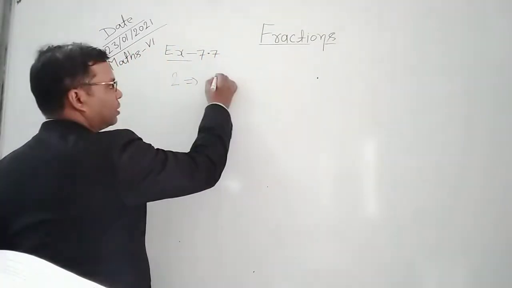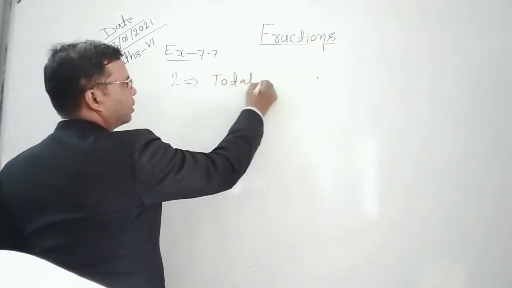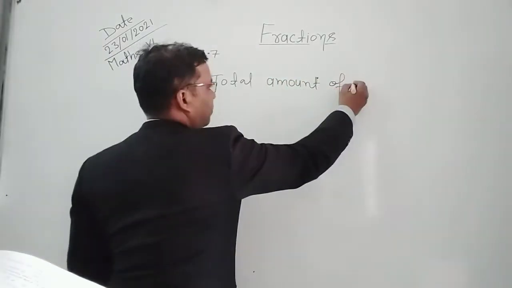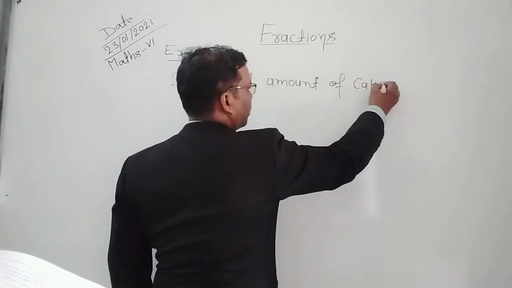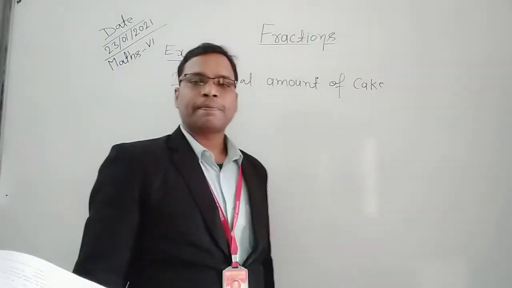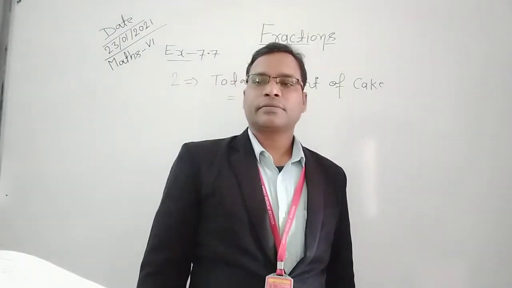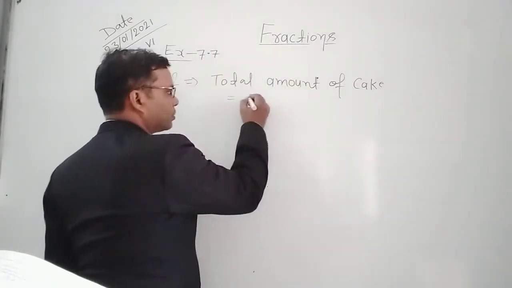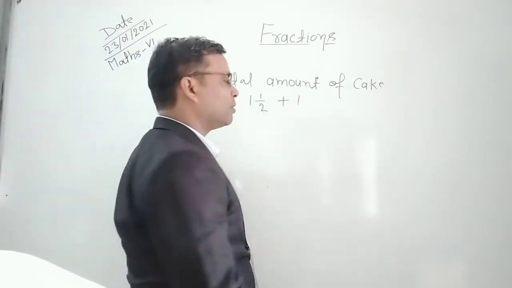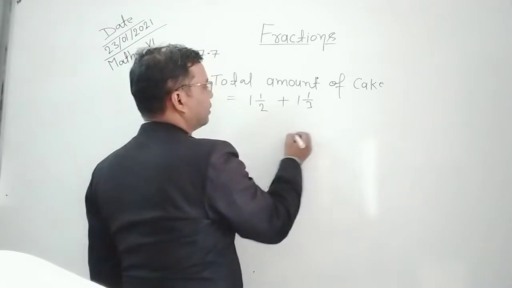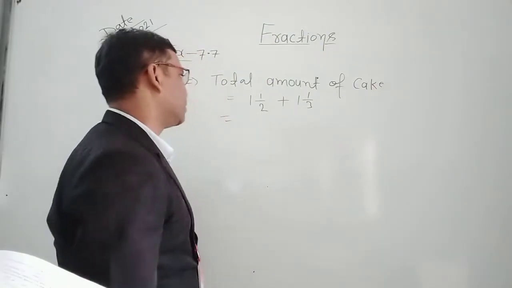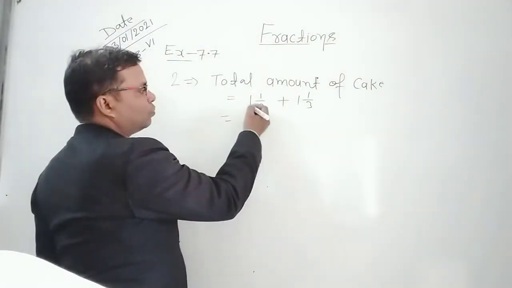Total equal to the amount of cake given by Naina, 1 whole 1 by 2, plus the amount of cake given by Najma, 1 whole 1 by 3. This is a mixed fraction. First we convert it into an improper fraction.